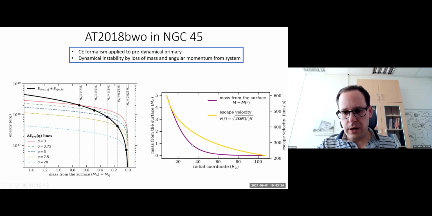So for example, if we wanted to unbind one solar mass of material from the surface, we would have to go all the way to about 30 solar radii right here. The yellow line corresponds to the local escape velocity as a function of the radial coordinate inside the star. And this is useful because during mass ejection, we would expect that the asymptotic velocity would be approximately similar to the escape velocity at the radius where most of the energy deposition occurred. So based on this, we would predict that the asymptotic velocity would be a few hundred kilometers per second.